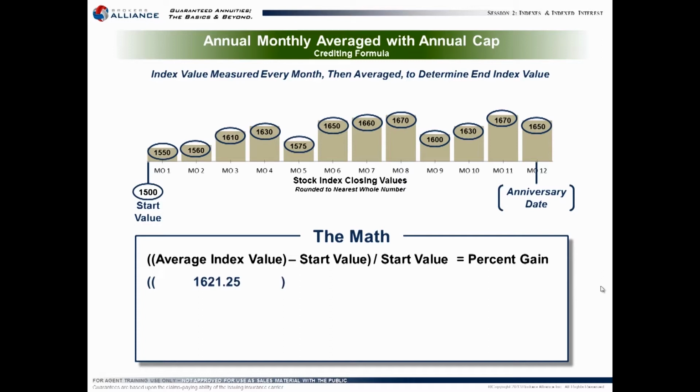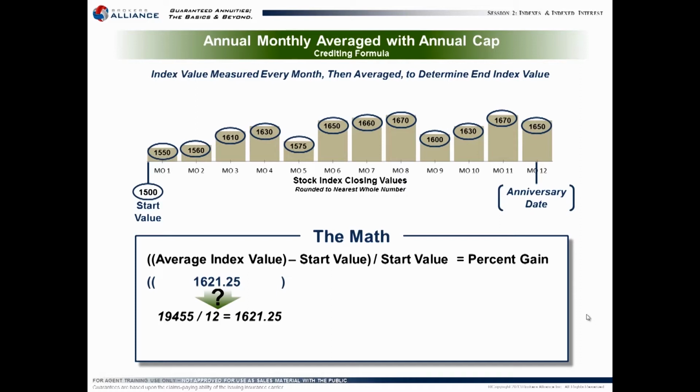In this particular example we're looking at on the screen, the average index value during this 1 year period was 1621.25. How did I get that? Well, again, it's the average. If you take all of these values starting at 1500, 1550, 1560, etc., and you add those all up over the course of the year, it comes out to 19,455. We divide that by 12 to average it, right? It comes out to 1621.25. That's all that's happening here.